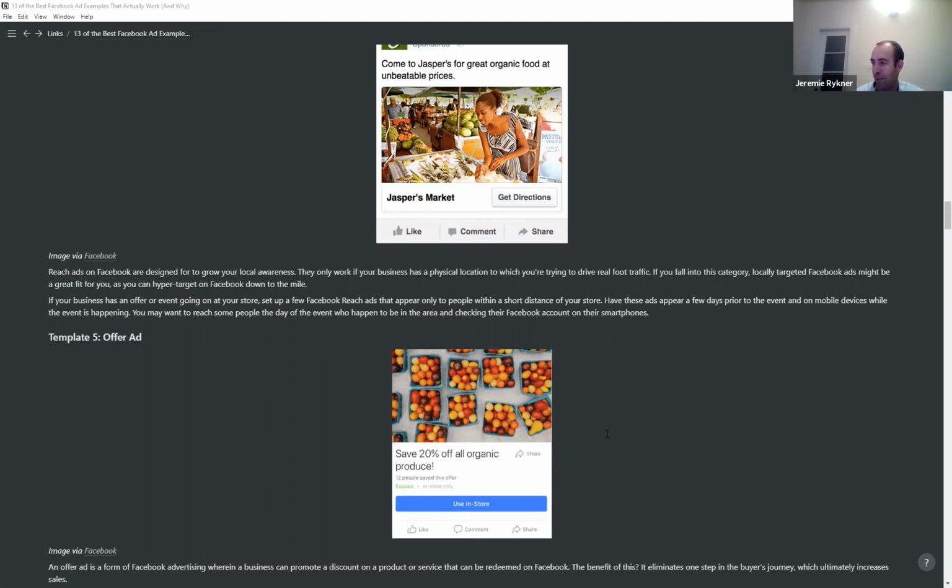What do we have here? Look at the ad. What is the extra information that is given in this ad that you don't see in the normal picture? Use in a store.